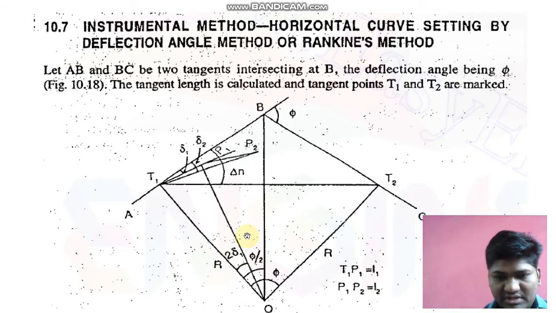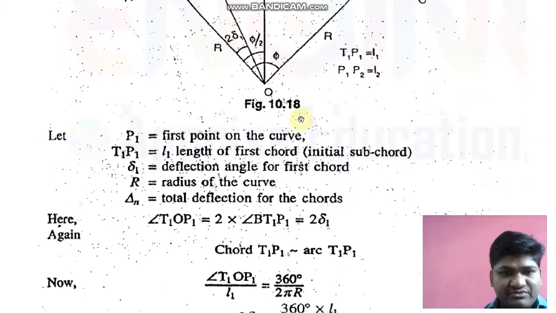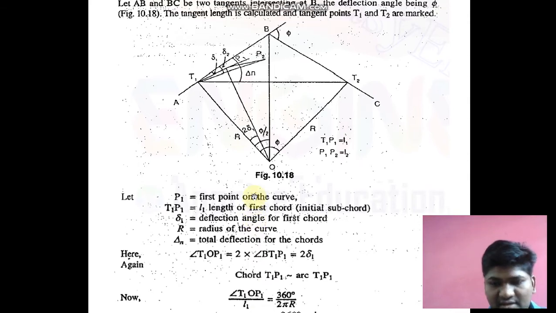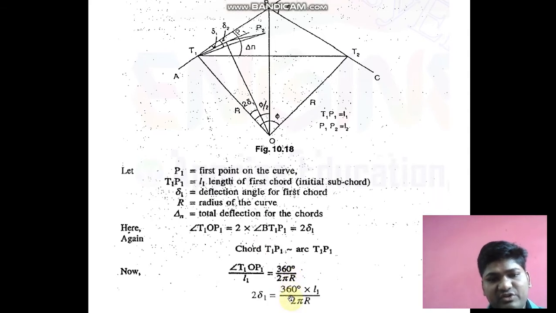In this triangle, T1 is the first tangent point and P1 is the first point on the curve. T1P1 length is L1, the length of the first chord, and P1P2 length is L2. Before going further, we should understand that the angle of a circle is 360 degrees, and 2 pi r is the perimeter of the circle. By this rule, angle T1OP1 divided by this length L1 should equal 360 divided by 2 pi r. This is a basic rule of geometry that we studied in the initial stages. And angle T1OP1 is twice the angle delta 1. This is again a property of the triangle.